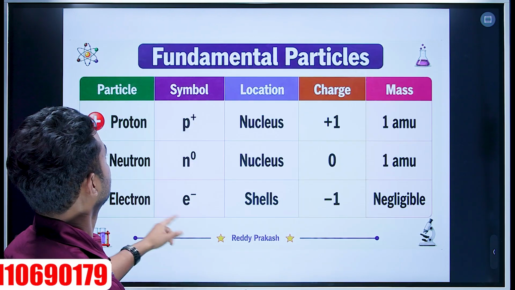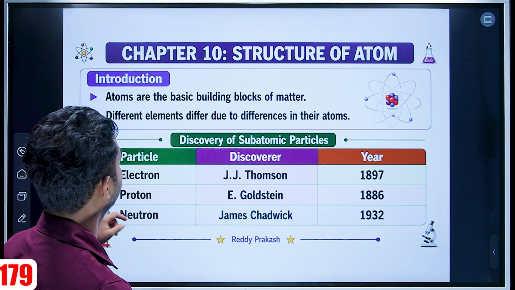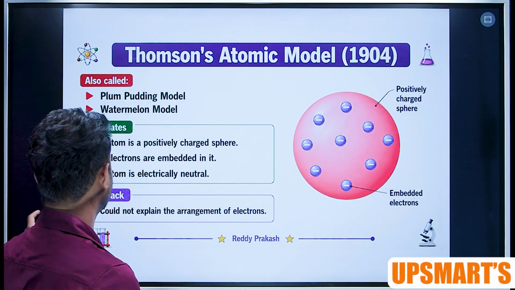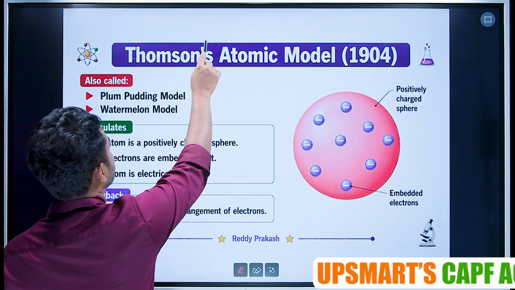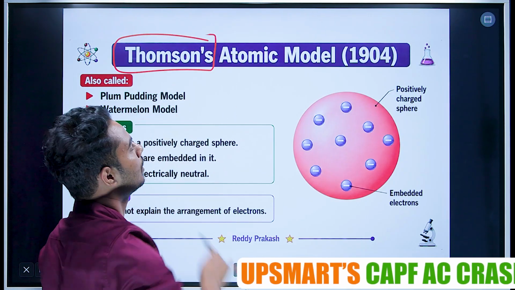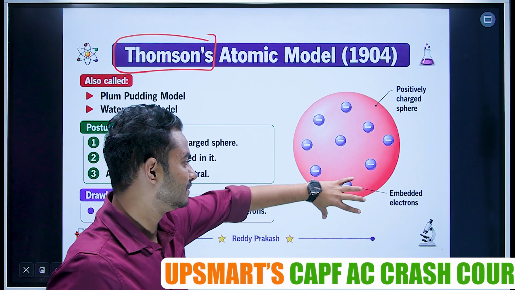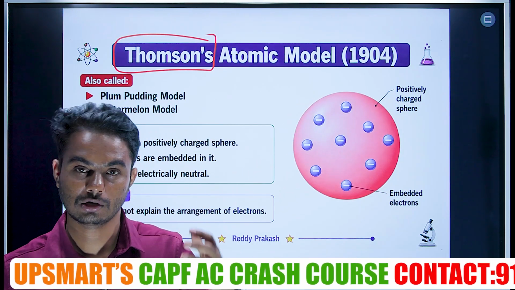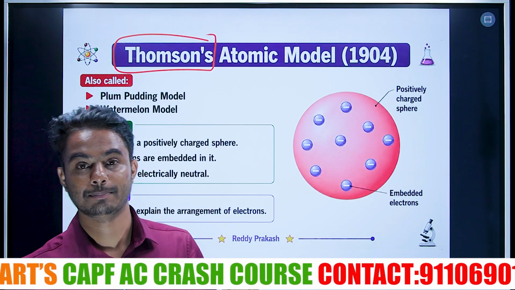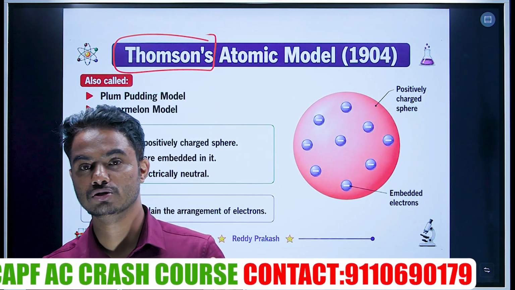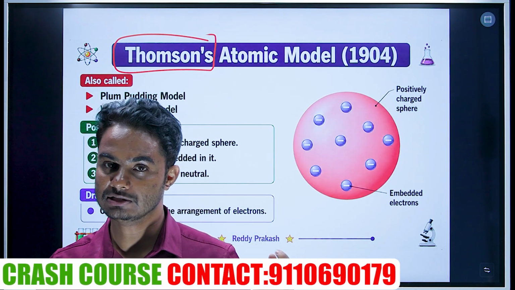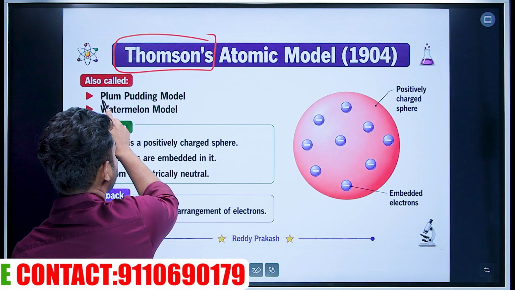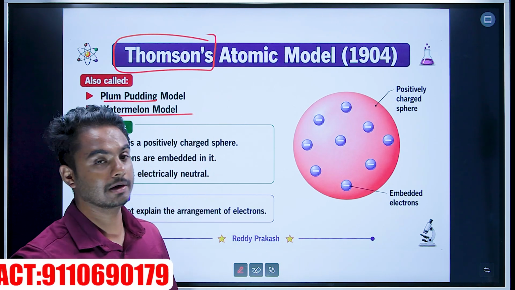Next, the models of atoms, which started from Thomson. Thomson initially gave an atomic model. He gave a picture like this. Does this seem like a slice of watermelon or a plum cake? A plum cake will house those cherries and choco chips, right? It is like that only. So it is also called the plum pudding model or watermelon model.